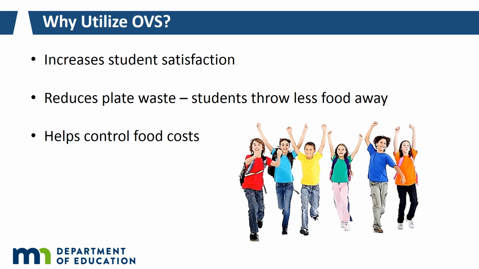Another reason to utilize offer versus serve is because it helps control food costs because production can be modified to account for student preferences. For example, if you usually serve 100 students and green peas are on the menu, you may know from past experience that only 50 of the students will choose the peas, so you only need to prepare 50 rather than 100 servings of the peas.